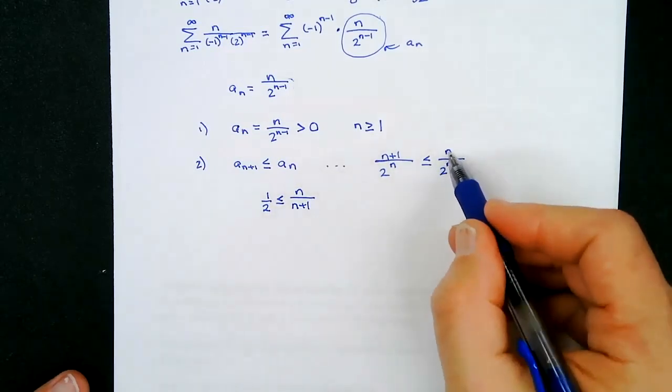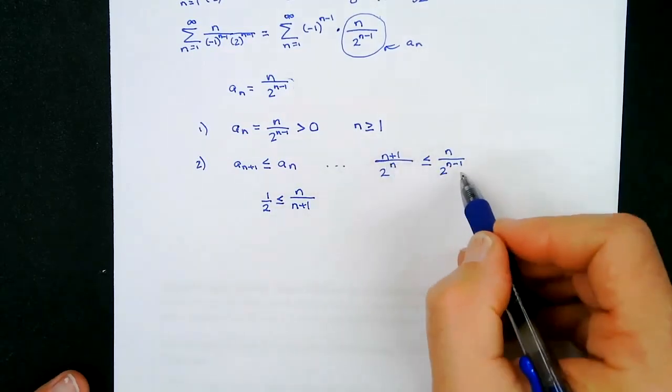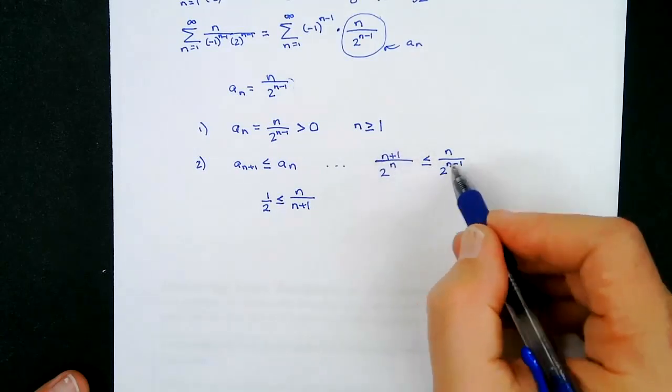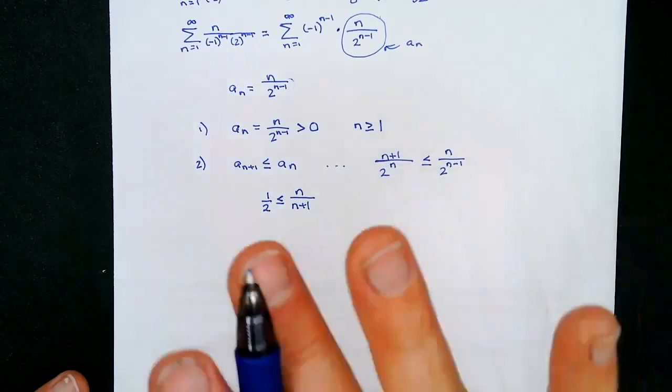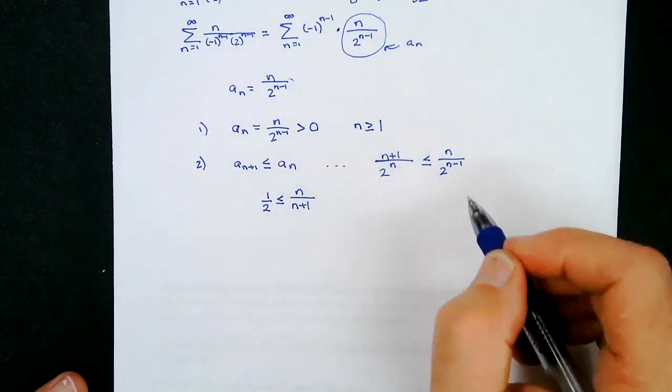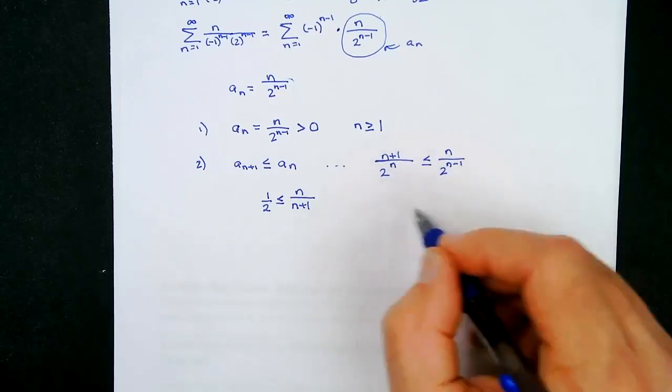So this is my n right here. This numerator right here becomes my denominator over here, and this denominator becomes my numerator. That's where I'm trying to get to. Okay, because if I can get that, then I can get to this.